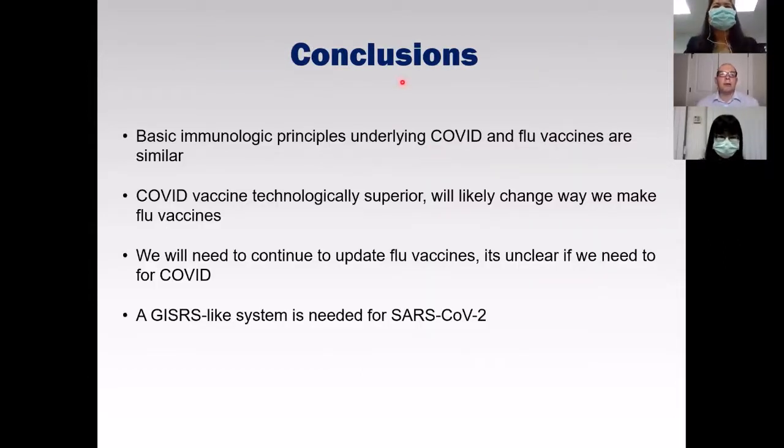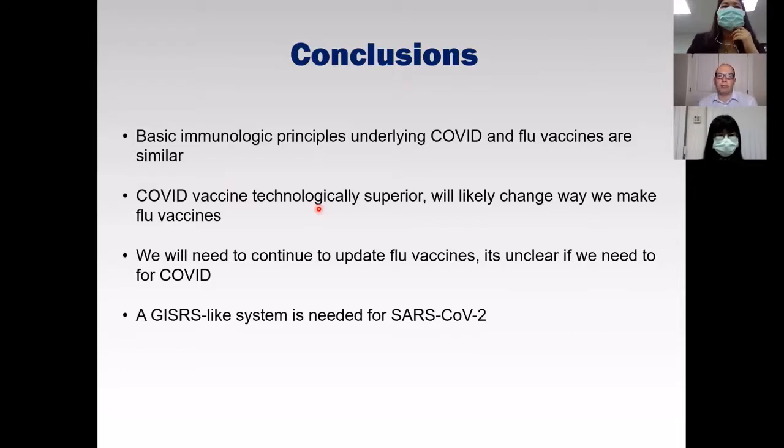Okay, so I'm just going to close up here with a few conclusions. If we're talking about flu and COVID vaccines, the basic immunologic principles underlying how we vaccinate against these two viruses are pretty similar. But COVID vaccines really have the edge in terms of the sophistication of the approaches we're taking. And I really think this mRNA technology is going to change the way we make a lot of vaccines against infectious diseases, including flu.